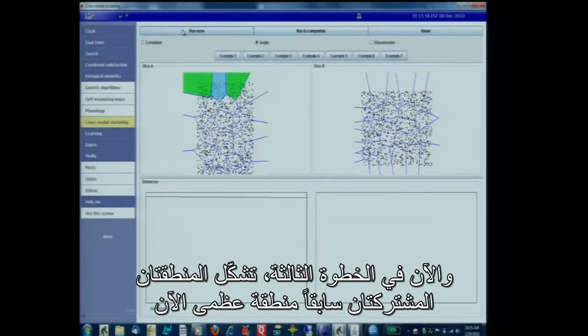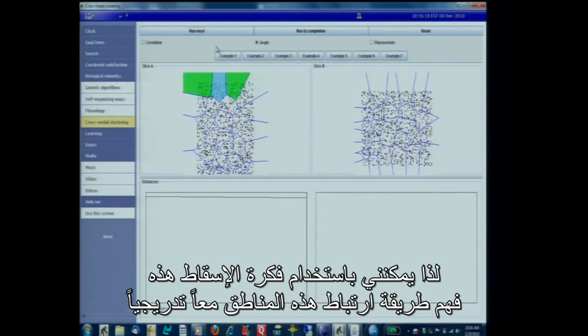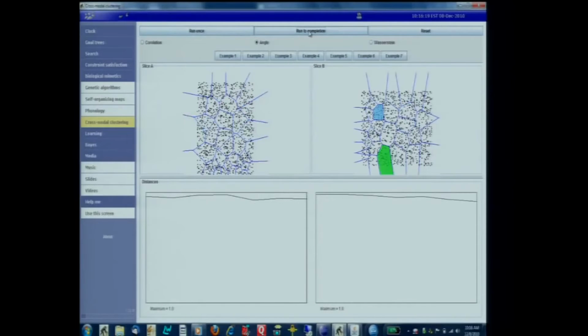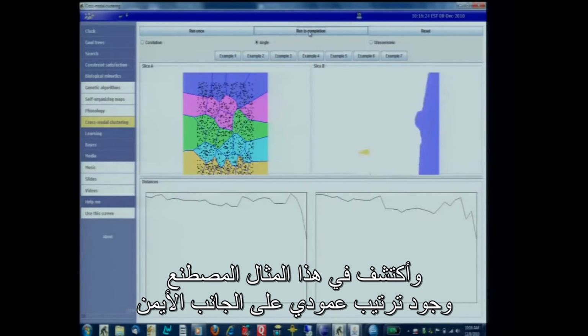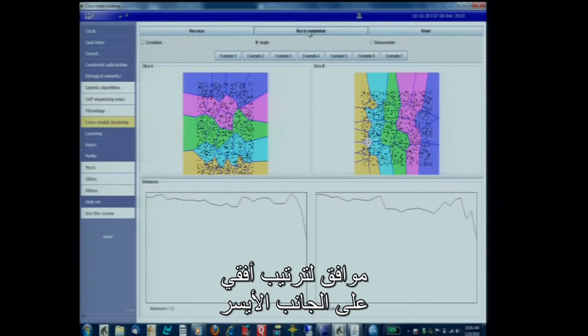And now, in the third step, the 2 areas that were formerly combined now form a super area, and they're seen to project in the same way as the blue area. So using this kind of projection idea, I can gradually build up an understanding of how those regions go together. And I discover in this contrived example that there's a vertical arrangement on the right side that corresponds to a horizontal arrangement on the left side.